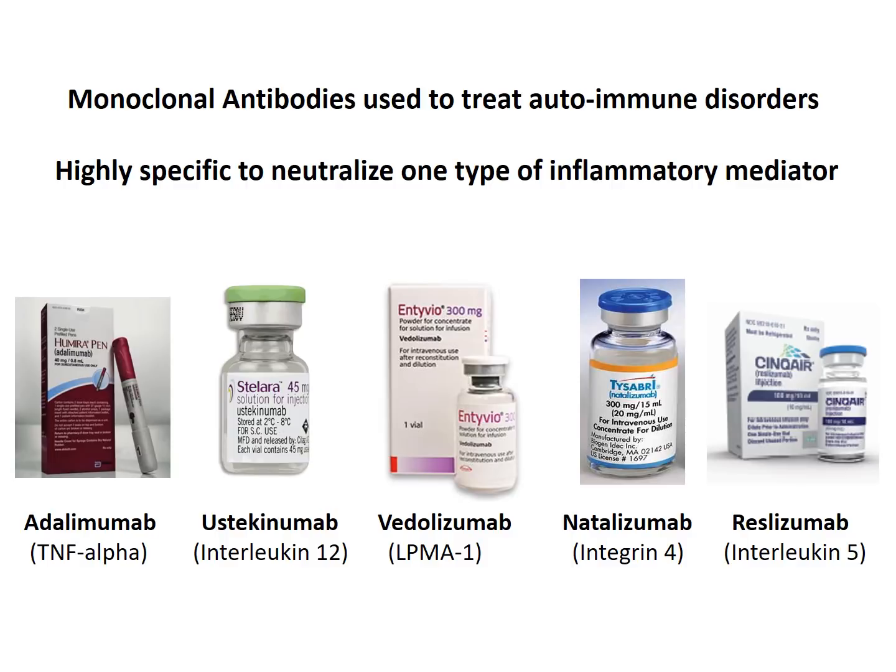Adalimumab targets only tumor necrosis factor, and tumor necrosis factor plays a big role in rheumatoid arthritis as well as Crohn's disease and ulcerative colitis. So Humira therefore becomes a nice drug for managing that.